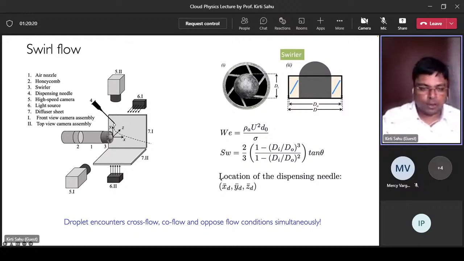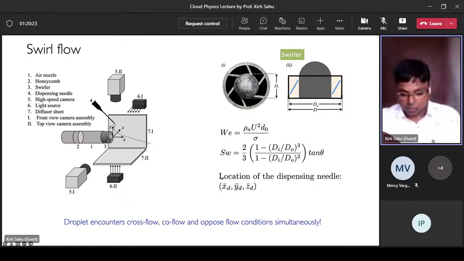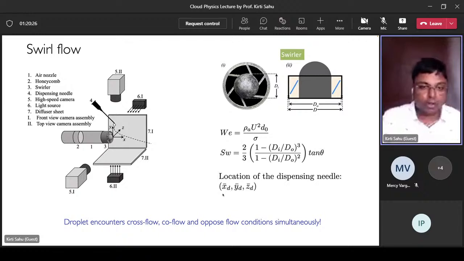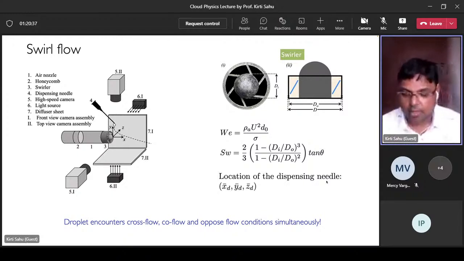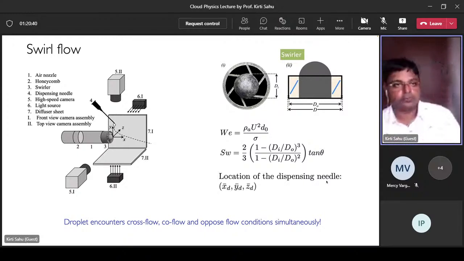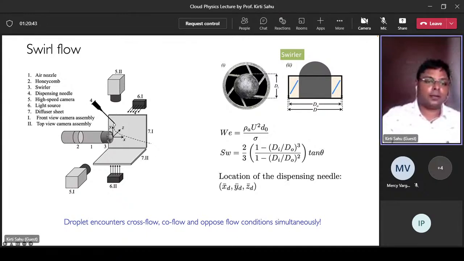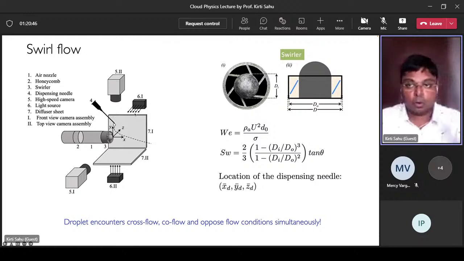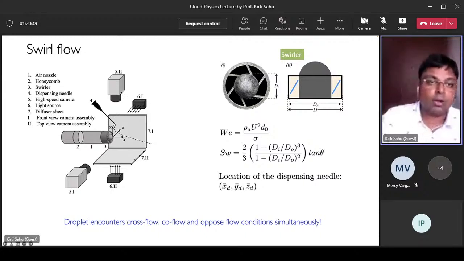Of course, a droplet, when it interacts with the swirl airstream, will encounter cross flow, co-flow, and opposite flow conditions simultaneously. So the location of the dispensing needle, or where the droplet starts interacting with the flow, also becomes important. This is the experimental setup. Now, because the droplet can undergo 3D motions here, we have used 2 cameras, and this is a nozzle with a swirler, and these are the light sources to help capture the images.